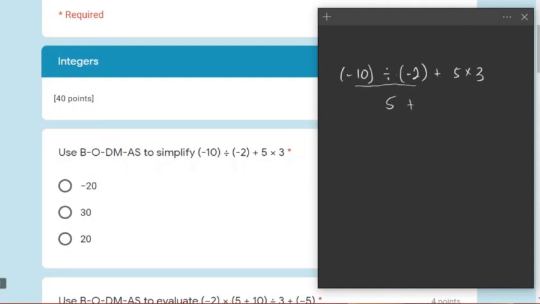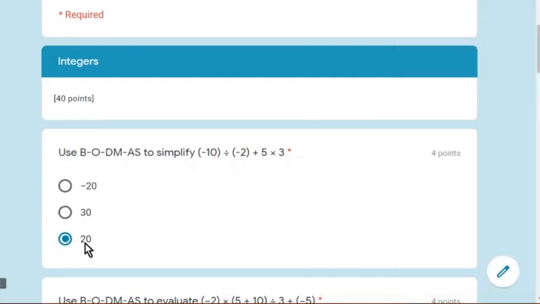So now I have 5 plus 5 times 3. I can't do the addition yet because there is multiplication. So I have to do this one first. So now I have 5 plus 5 times 3 is 15. And then 5 plus 15 will give me 20. So the correct answer is positive 20.